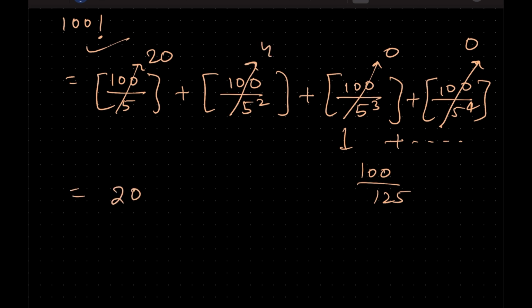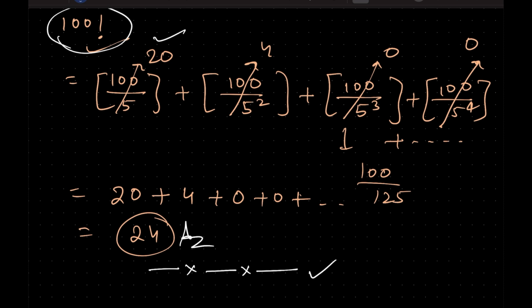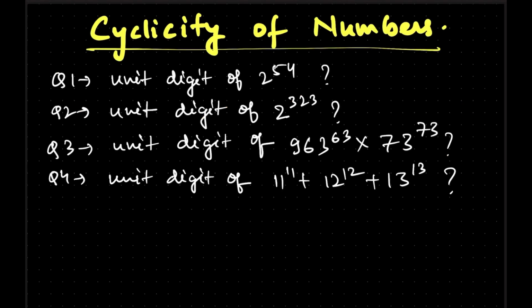So what we are getting is 20 plus 4 plus 0, so 24. So we can say that the total number of trailing zeros in 100 factorial is 24. I think you have understood the concept. Thank you. So today we will see a new concept, cyclicity of numbers.